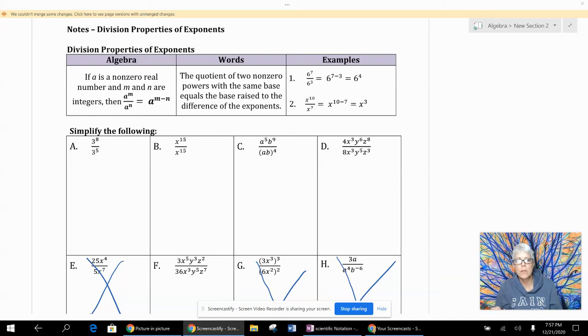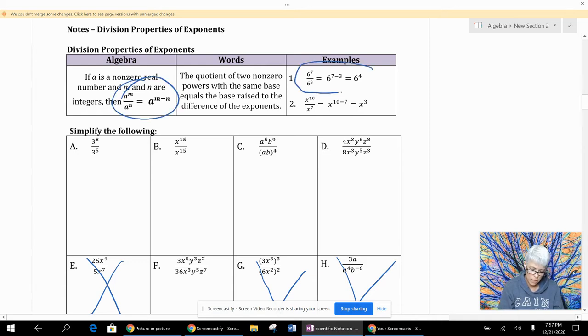Hey guys, today we're going to learn another rule of exponents, the rule of division. So let's get started. First off, if you remember the rule for multiplication with exponents, we added. So guess what we're going to do when we divide? We're going to subtract. Here's what it looks like, and if you look here, you can see it with numbers. So let's get started practicing that.